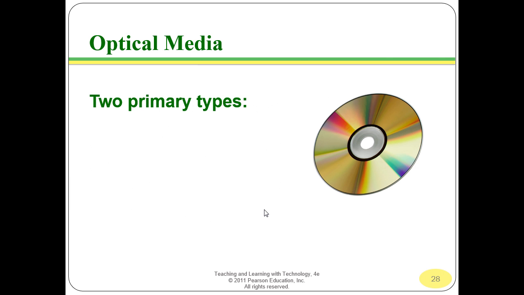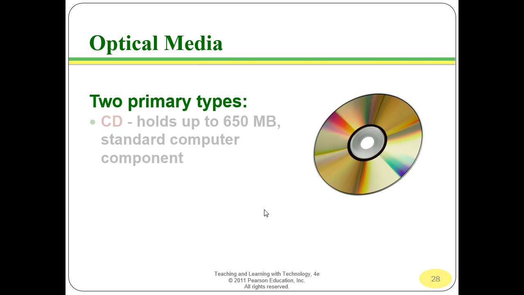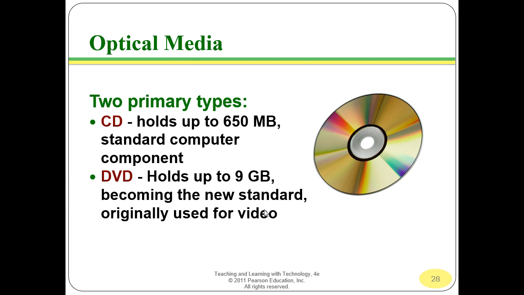Now you've got your optical media, your CDs and DVDs. Your CD will hold up to about 650 megabytes, and it's been a standard computer component for about the last 10 or 15 years. But then we've got the DVD, which can hold up to about 9 gigabytes. So we're going from 650 million to 9 billion. And it's really become the new standard optical medium. It was originally used for video, but now we use it to store files of all types.